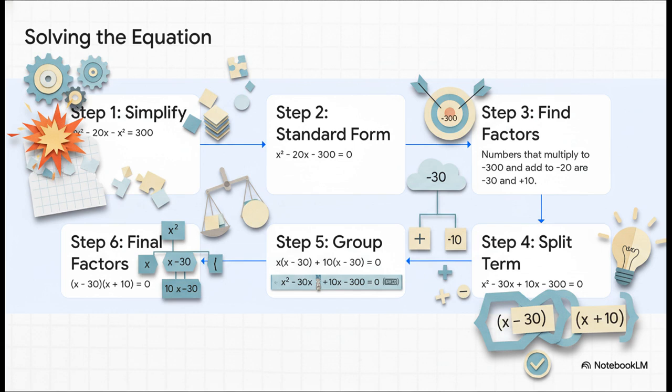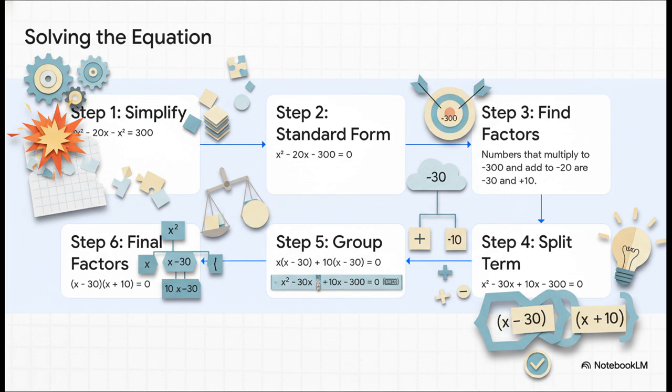Perfect. Now, we factor. We're looking for two numbers that multiply to get negative 300 and add to get negative 20. A little trial and error, and you'll find that negative 30 and positive 10 are our winners. We use those to split that middle term, then we factor by grouping, and what do we get? We get x minus 30 times x plus 10 equals 0.